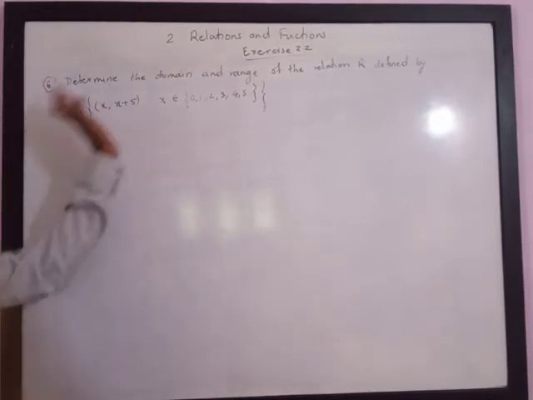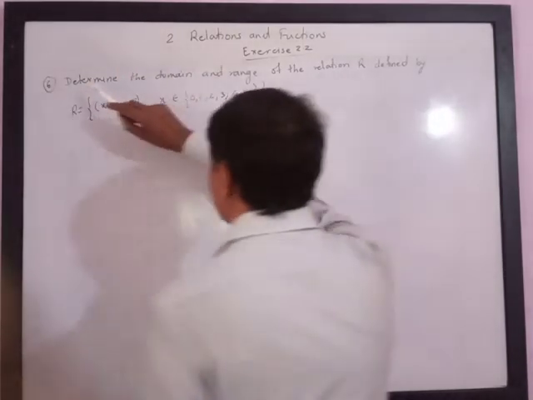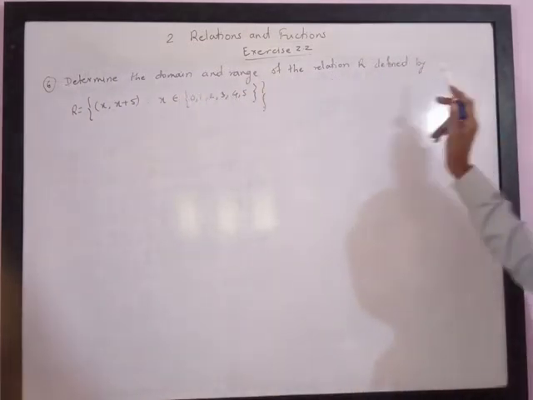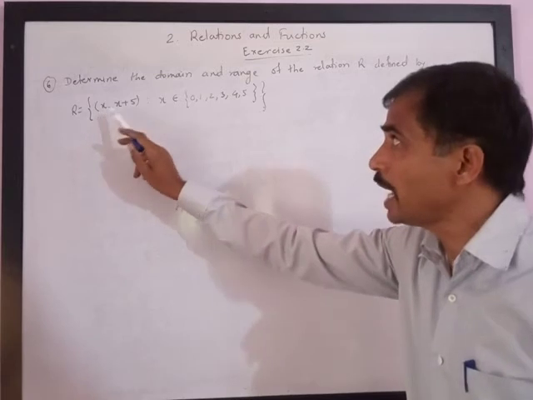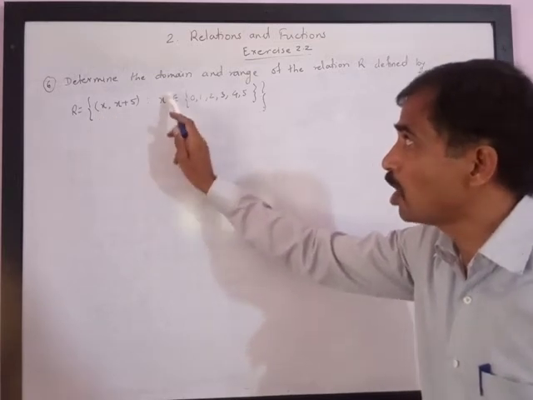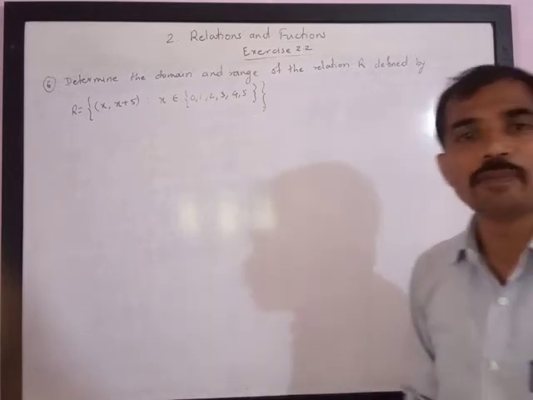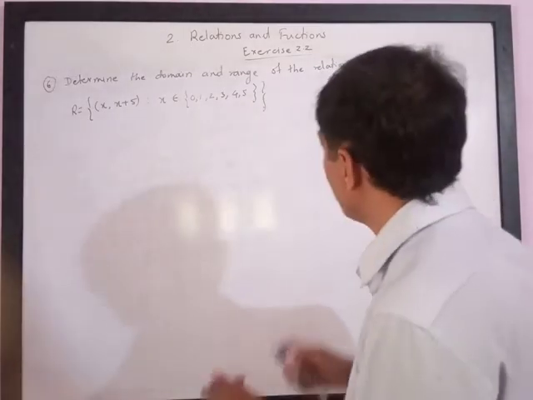Dear friends, let us try to understand the sixth question. Sixth question is: determine the domain and range of the relation R defined by R is a set of (x, x plus 5) where x belongs to the set {0, 1, 2, 3, 4, 5}. Let us understand this with the help of an arrow diagram. That will be easier for you to understand.